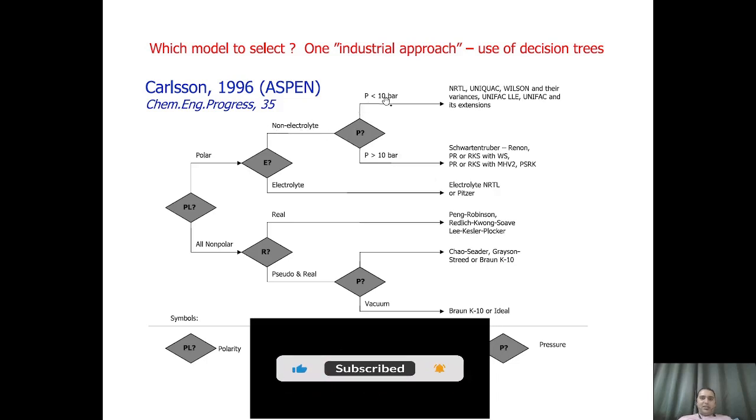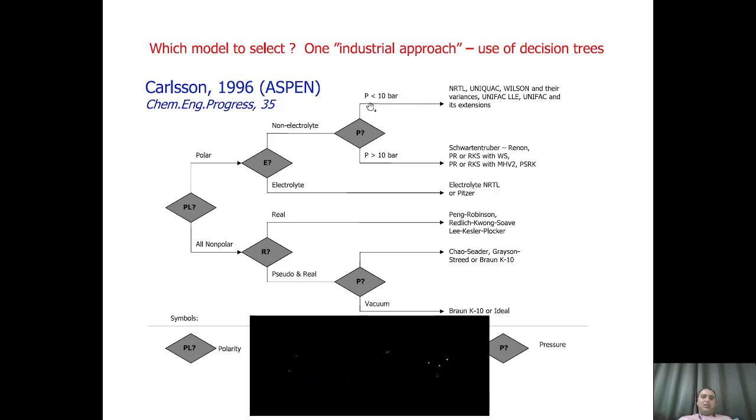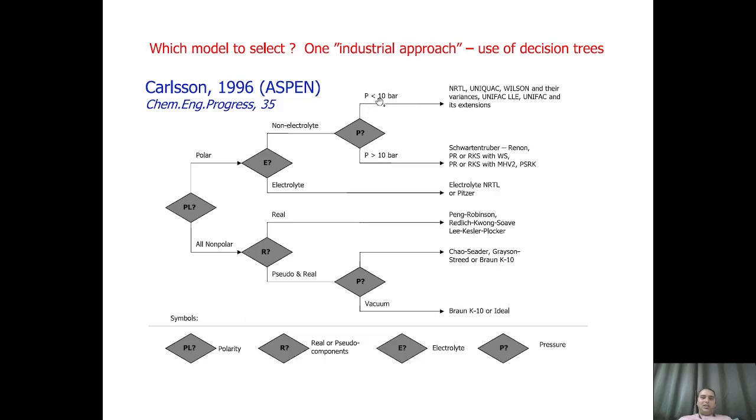Then comes a decision making point wherein you have to say whether my process is going to be simulated below 10 bar or more than 10 bar. So if it's less than 10 bar, then you have NRTL, Uniquac, Wilson, and their variances. Of course, there are certain extensions which are there, and Unifac LLE, that is liquid liquid equilibrium, then Unifac and its extensions.